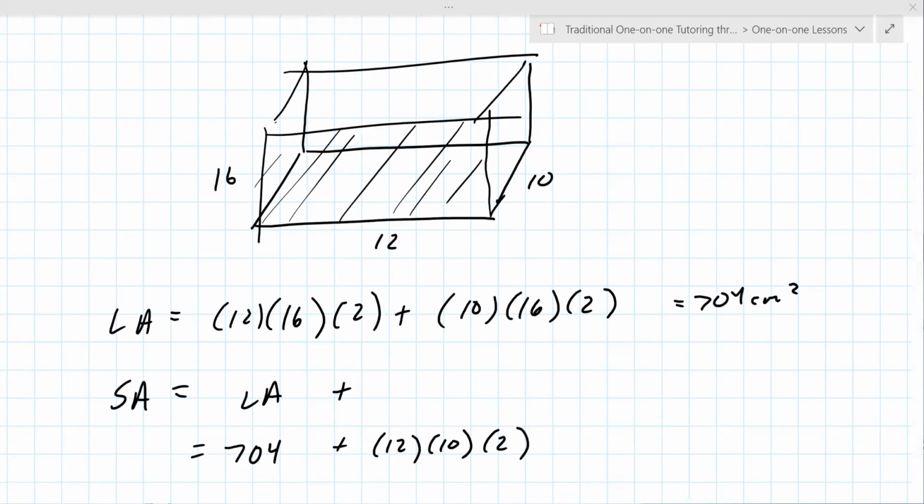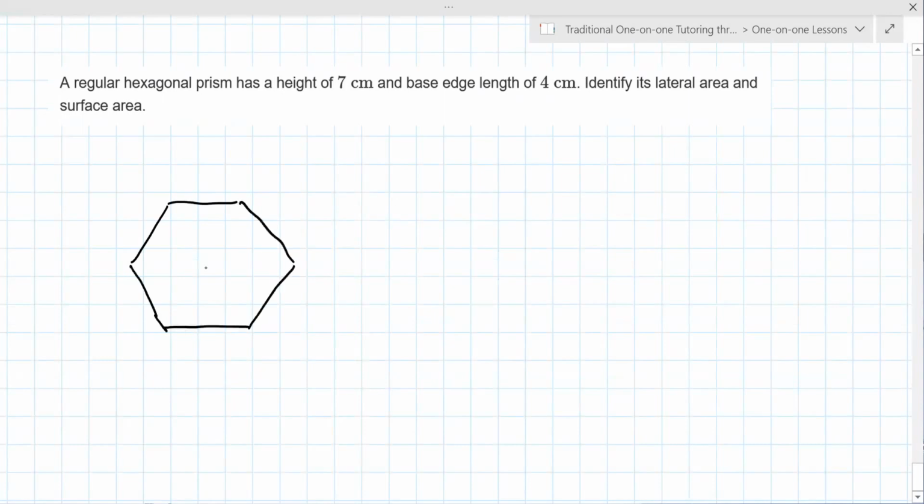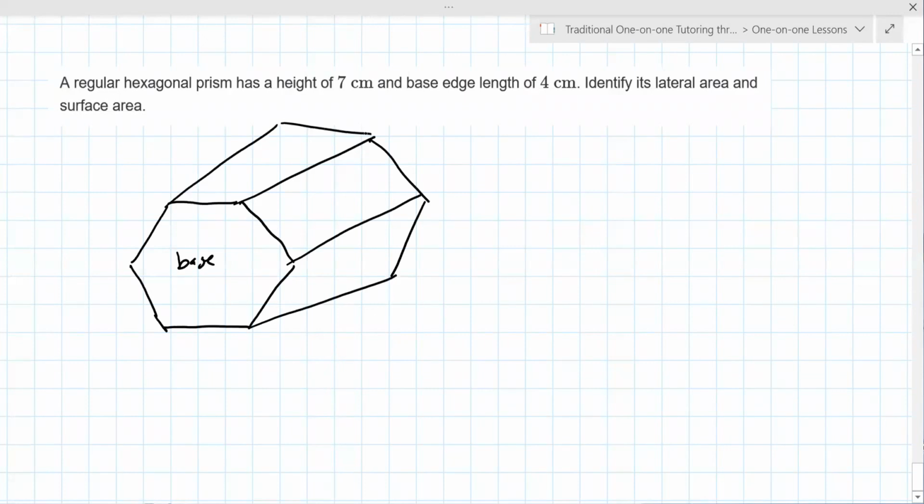As I mentioned, almost all the rest of these that we're going to look at are lateral and surface area problems. So let me snip the next one in. So this is a hexagonal prism. The problem is when I draw it as a hexagonal prism like this. Let me see, what am I doing here? This is the base, so it's not included in the calculation of the lateral area.